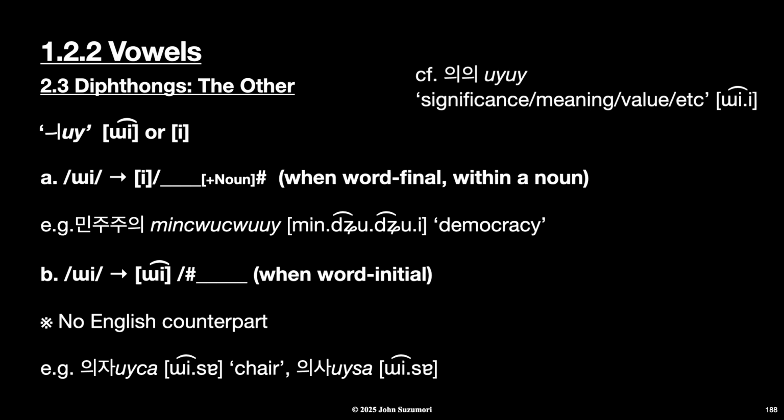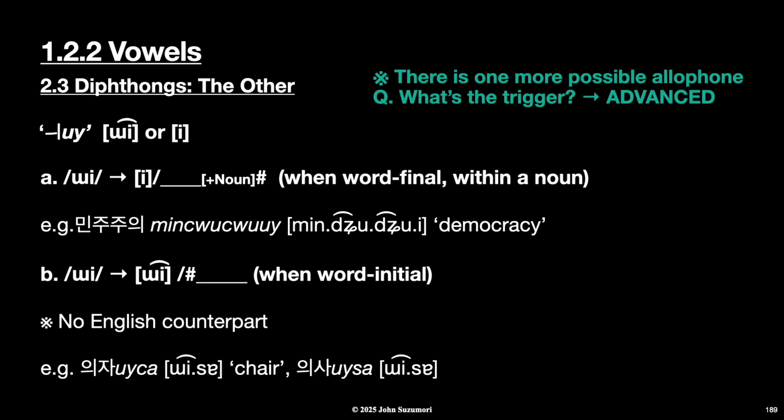Note that in the Korean word 의, meaning significance, meaning, value, etc., is pronounced as 의 according to the phoneme realization rules. By the way, there is one more possible allophone of this diphthong, and this will be discussed in the advanced section.